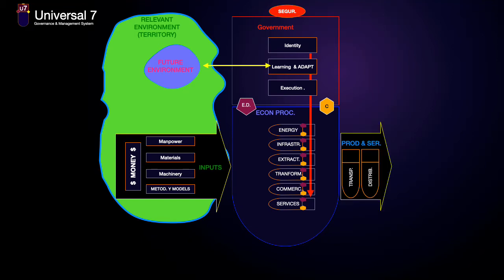On the right, the arrow indicates the outputs of the productive process. These are products and services. Some services are produced by the government, but not the most important, I would say. I show the transportation and distribution sectors, also productive processes, and I show them here for lack of space in the graph.